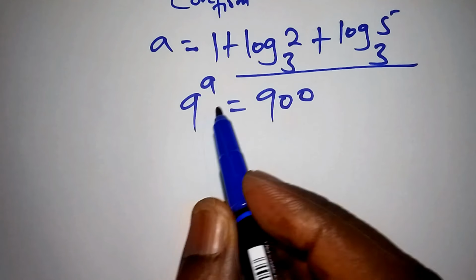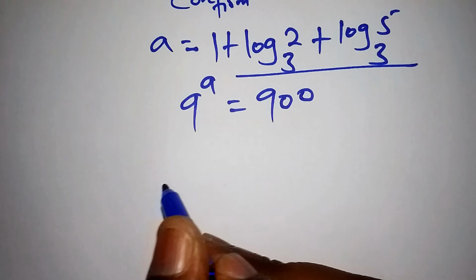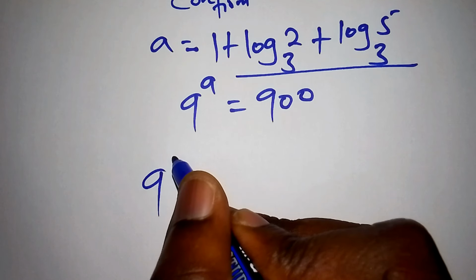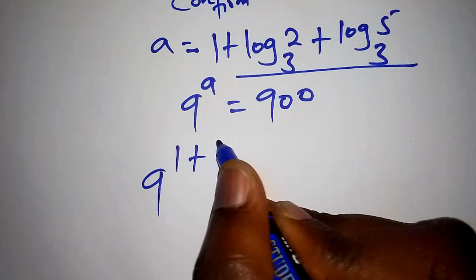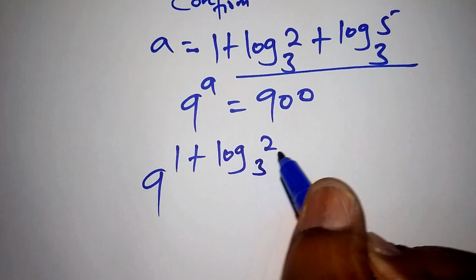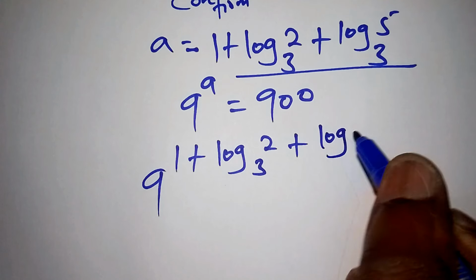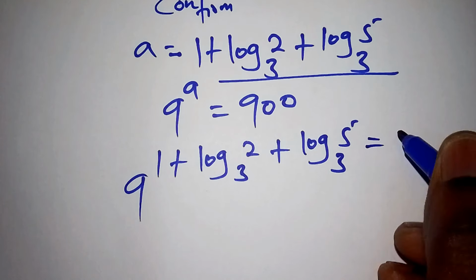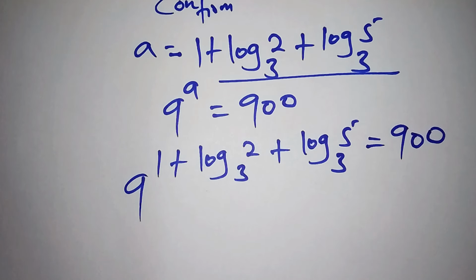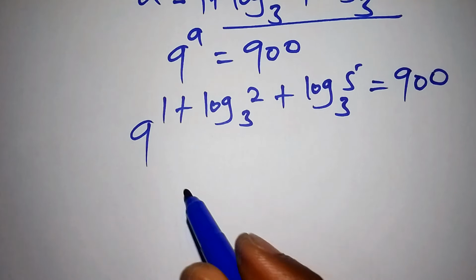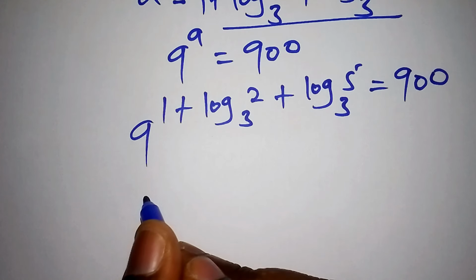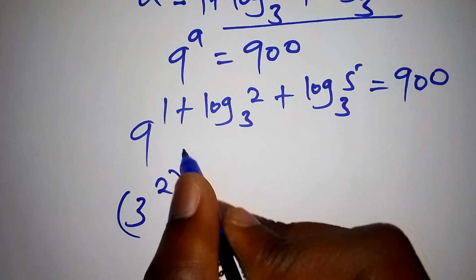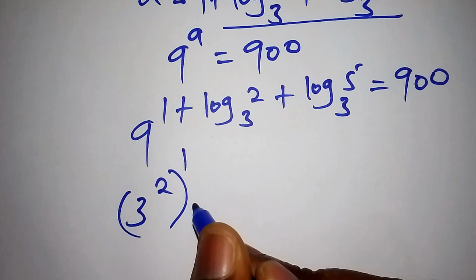So 9 to the power of A can be written as 9 to the power of 1 plus the log of 2 to the base of 3 plus the log of 5 to the base of 3, is equal to 900. Let's now confirm if it is 900. So 9 to the power of 1, we can still have it as 3 to the power of 2, because that one is still 9. Then the plus means it's multiplication.